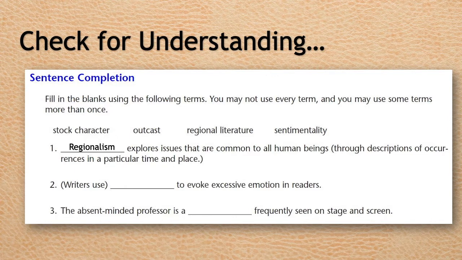Correct answer would be regionalism. Now, the choice at the top was regional literature, and that's okay too, but that didn't fit in the space, so I used regionalism. Writers use what to evoke excessive emotion in readers? They use sentimentality. And number three, the absent-minded professor is a what? Frequently seen on stage and screen. These really smart professors who can't handle the everyday organizational skills. Correct answer? Yes, stock characters.